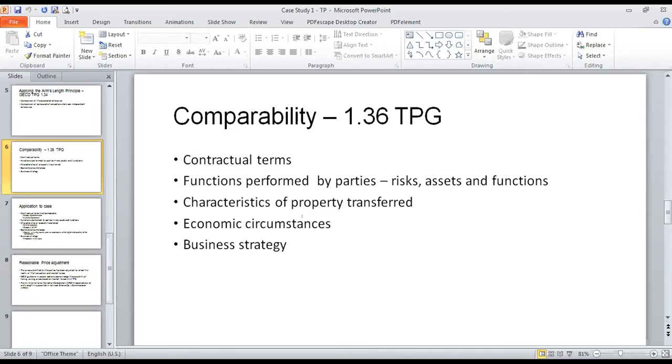You also have to look at the characteristics of the property transferred. I think this is quite important because we are not just doing the particular good, it is tied to the goodwill of the bigger company. Yes, it might have the same chemical components, but we are also looking at the health and safety standards of the group as well. So it's very different from the comparison with the other companies.